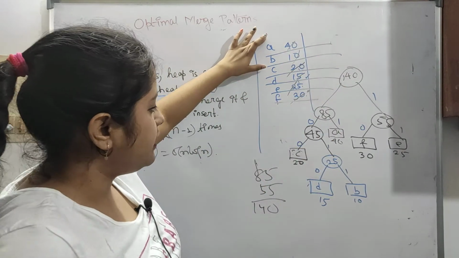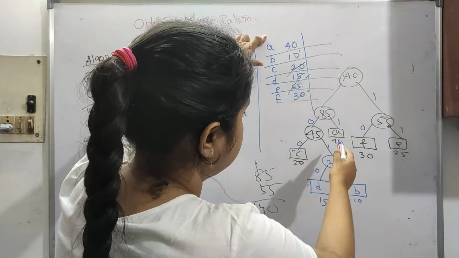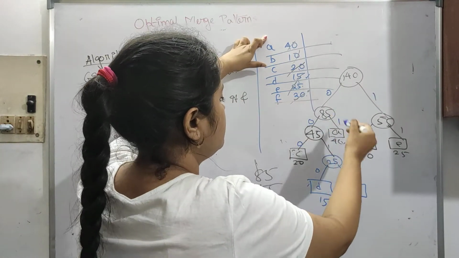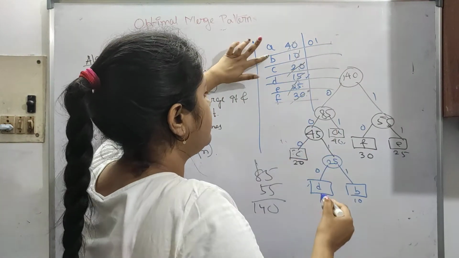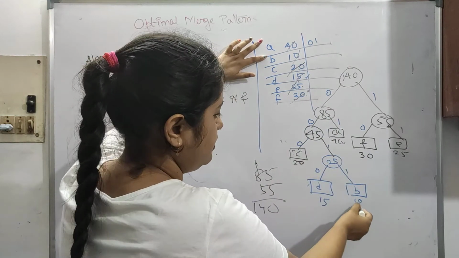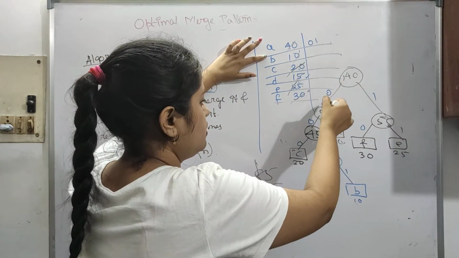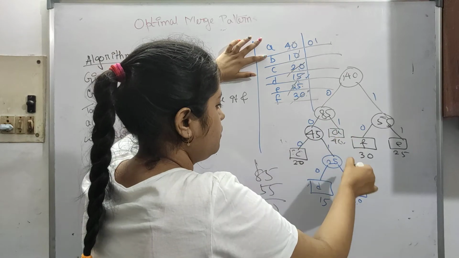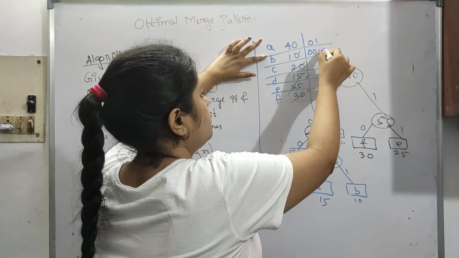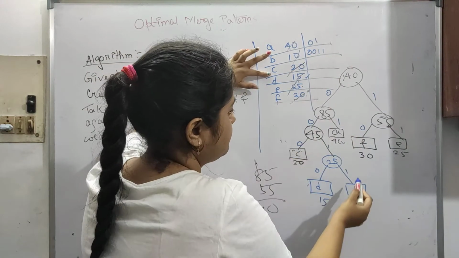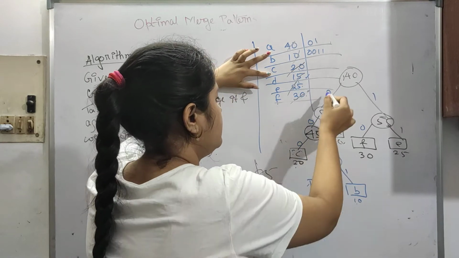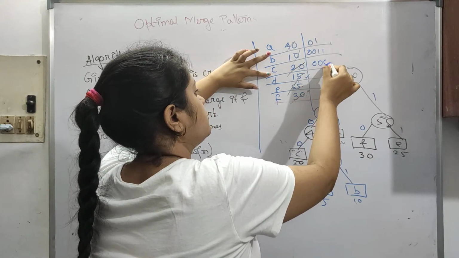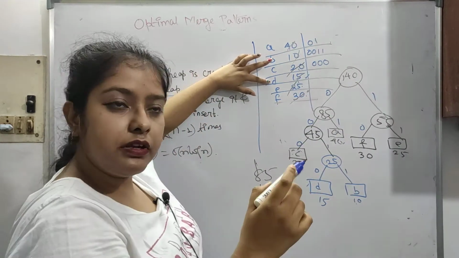So now here, A is where? A is here. So it is 0 and 1. Then B is present here at the last. 0, 0, 0, 1, 1, 0, 0, 1, 1. Then C is present here. It is 000. Then D. So you can understand, right?